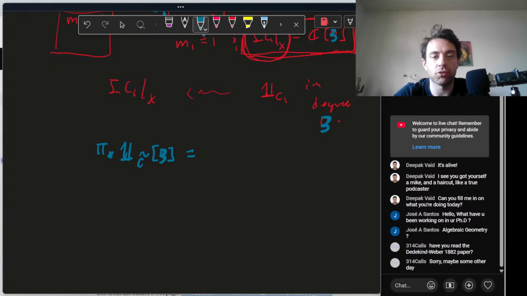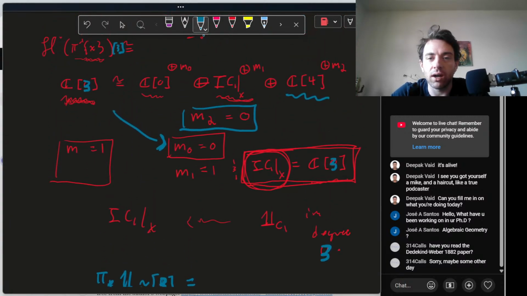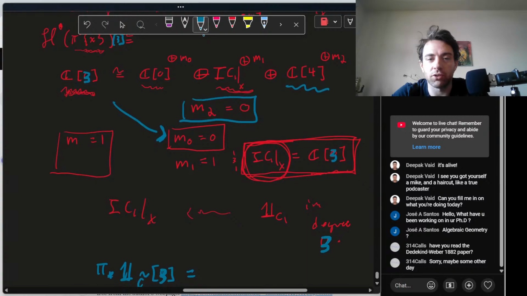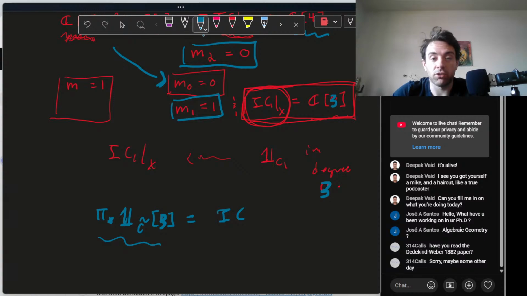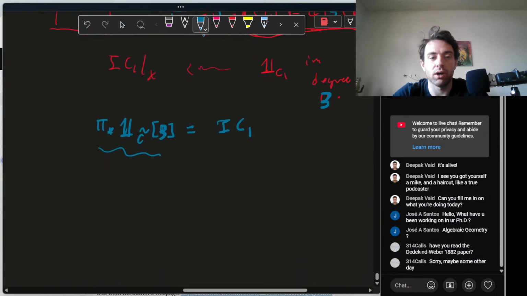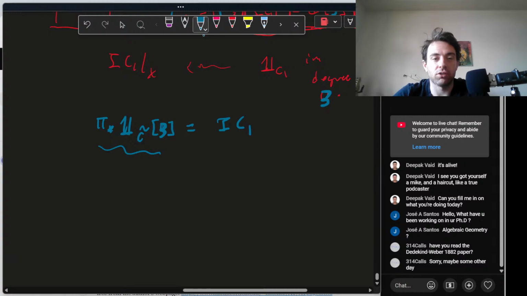But now we know for absolute certain. In fact, we know that M2 is equal to 0, and so this push forward is just straight up equal to zero. We know that M1 is equal to 1, so this push forward is just straight up equal to our IC of 1.